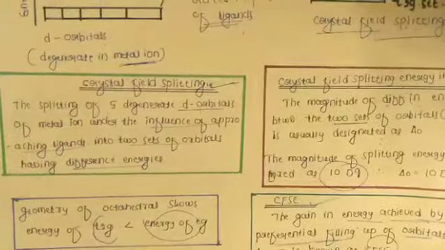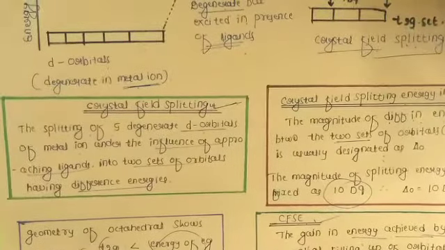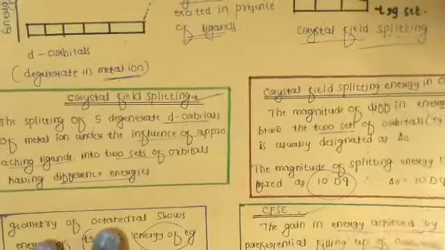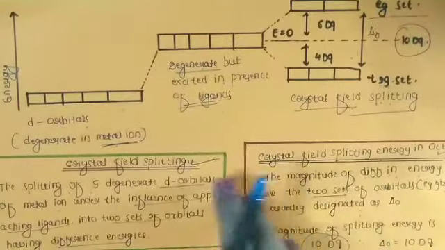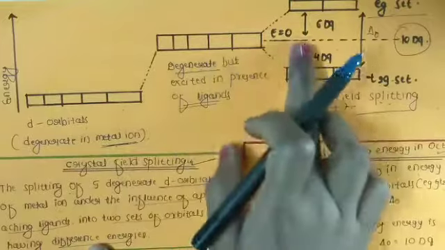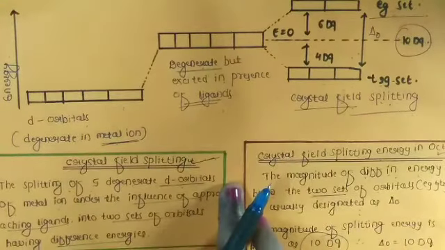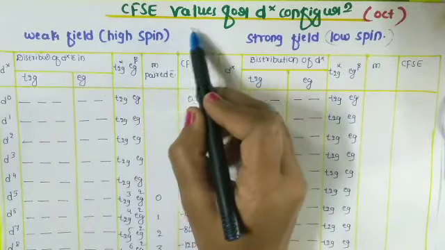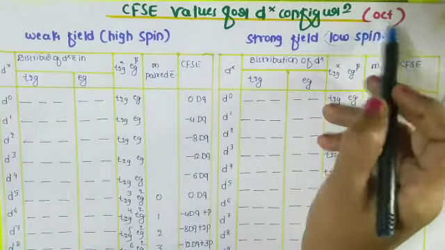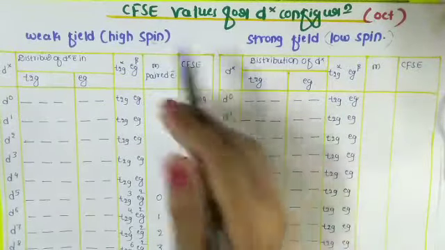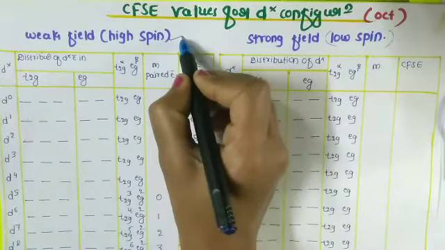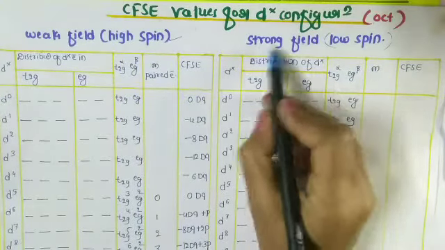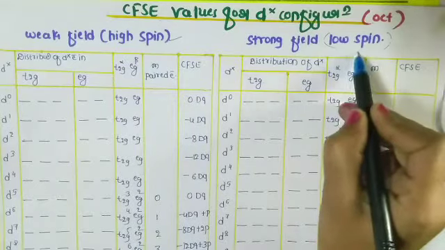Next we have to see how to calculate crystal field stabilization energy. Just practice this diagram. It is so simple and it is important for your examination purpose. Dear students, next is the calculation of crystal field stabilization energy values for dx configuration in octahedral. Here two types are there. One is weak field, also known as high spin, and another is strong field, also known as low spin.